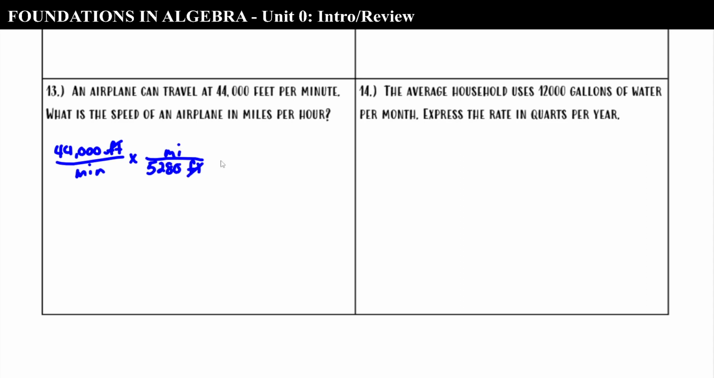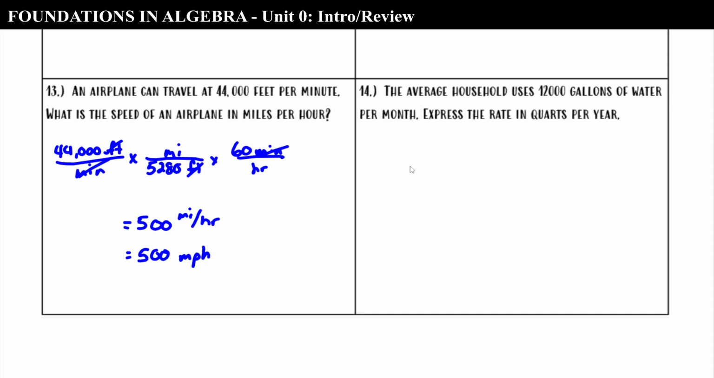Now let's get our minutes into hours. We know there are 60 minutes in an hour, so we cancel our minutes out, and now we're left with miles per hour. Multiply the tops, multiply the bottoms, and divide, and you're going to get 500 miles per hour. If you want to write it this way, I'm fine with that, because we typically see miles per hour written that way.